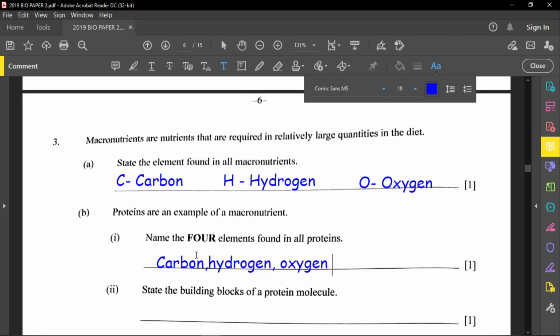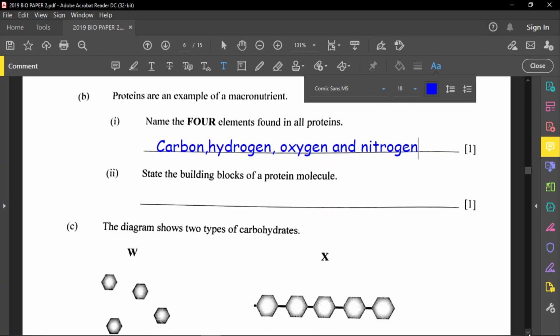And the last one here will be nitrogen. Nitrogen is symbolized by uppercase N. Okay, so nitrogen is what separates protein from the other macronutrients. Nitrogen is present in proteins.